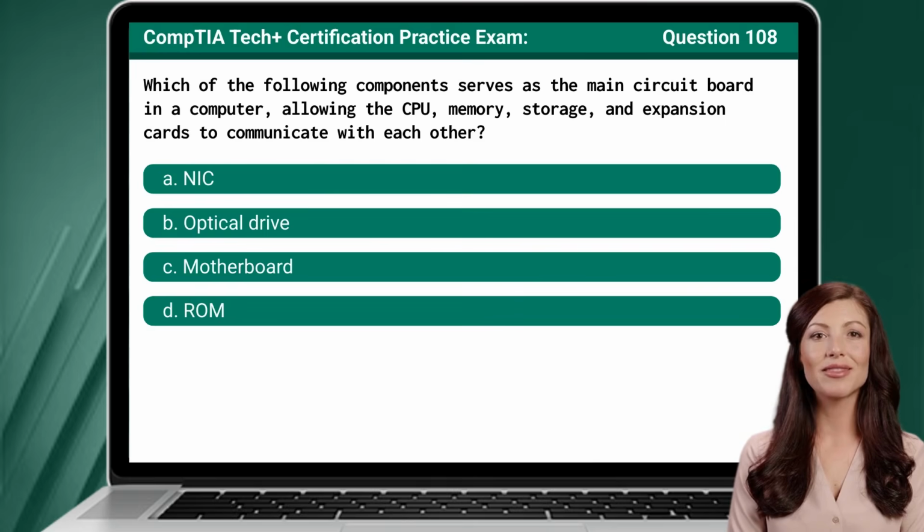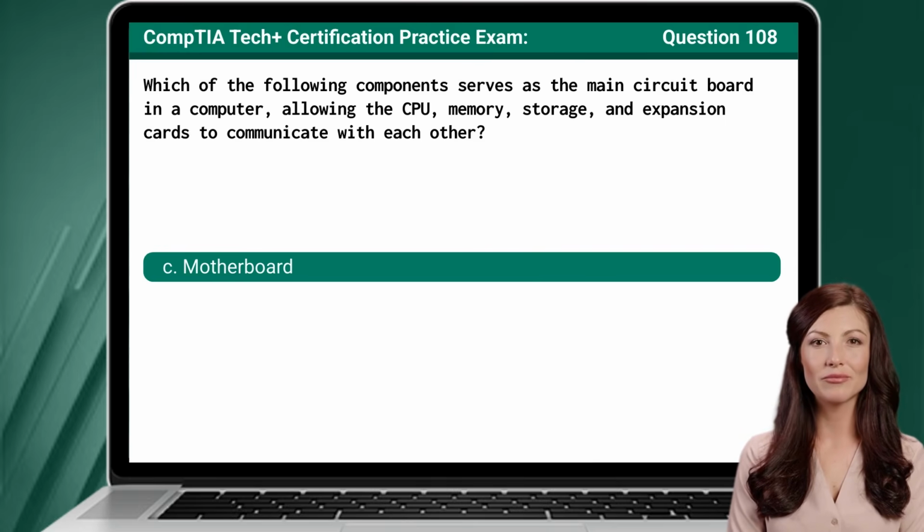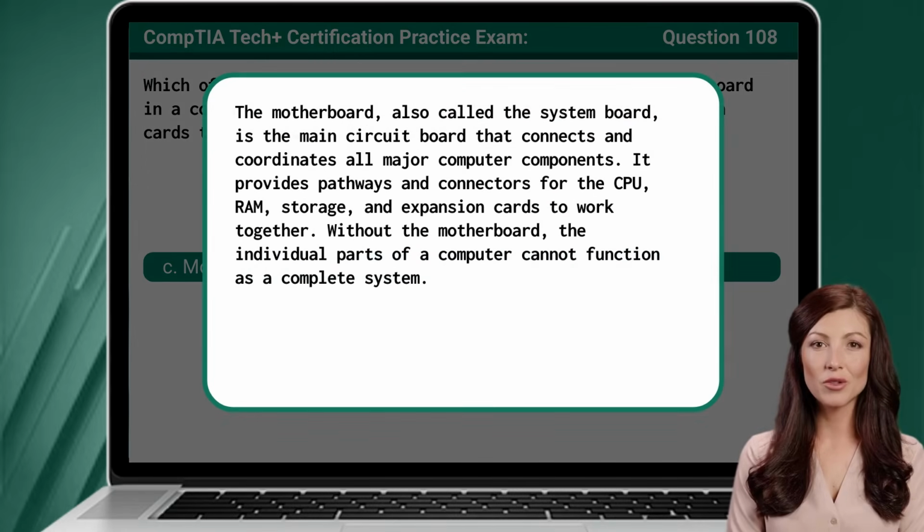The answer is C. Motherboard. The motherboard, also called the system board, is the main circuit board that connects and coordinates all major computer components. It provides pathways and connectors for the CPU, RAM, storage, and expansion cards to work together. Without the motherboard, the individual parts of a computer cannot function as a complete system.